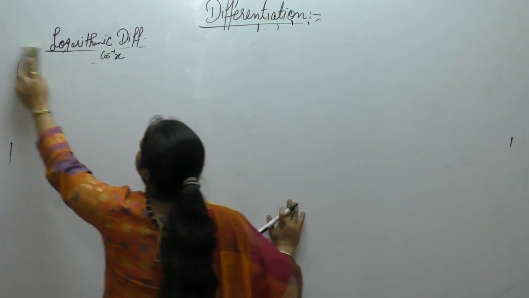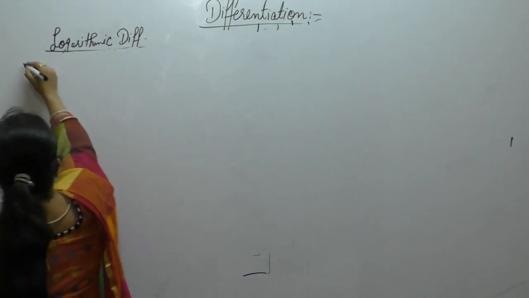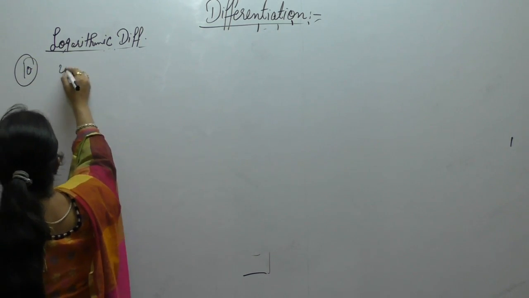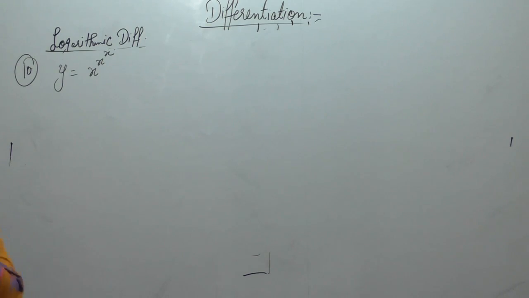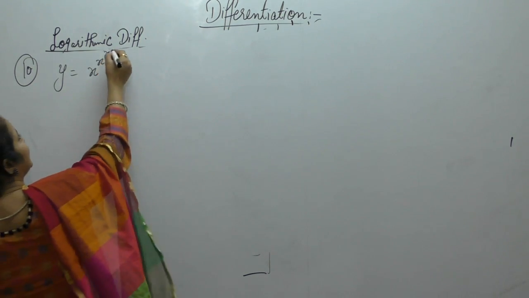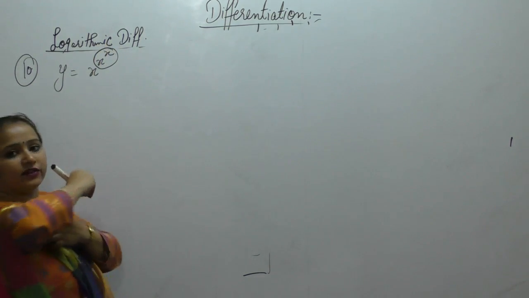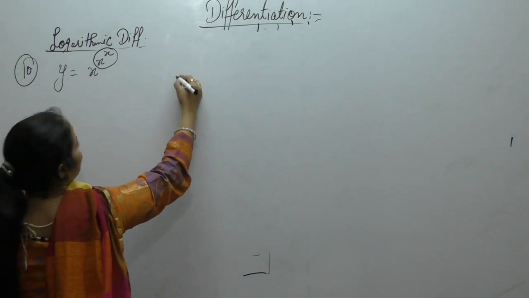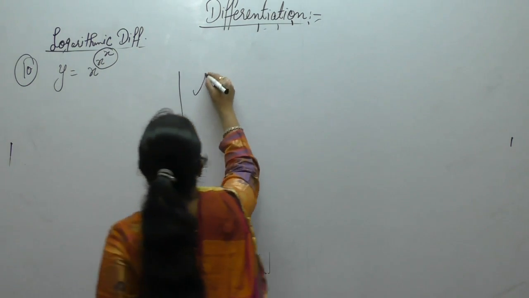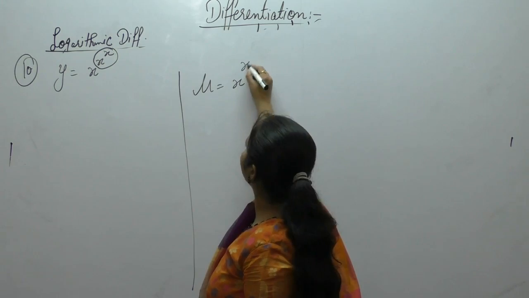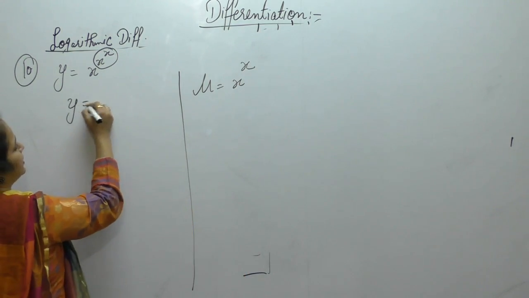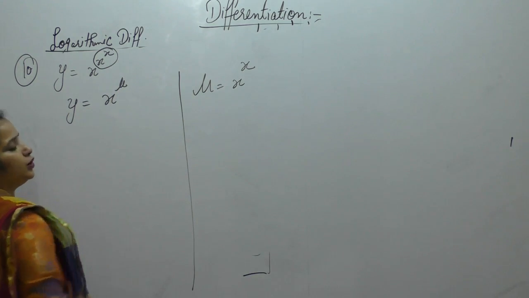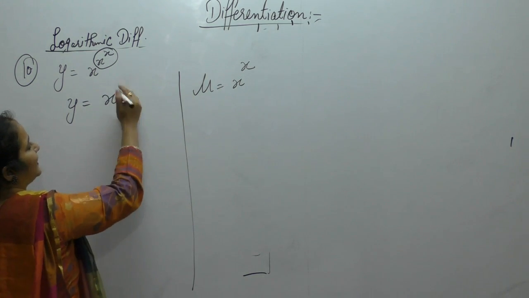Now the next one, y is equal to x power x power x. Let this x power x be one function, let it be u. Let u is equal to x power x. Then y is equal to x power u. हमने इस फंक्शन को u माना.